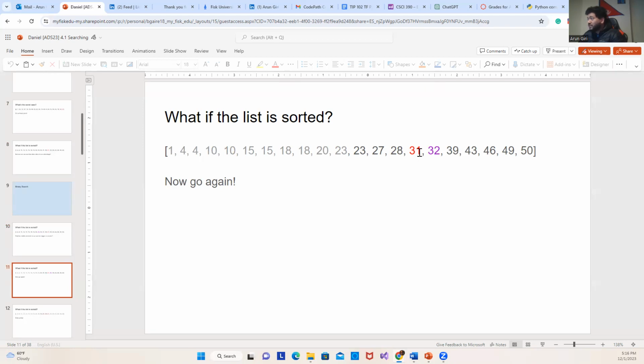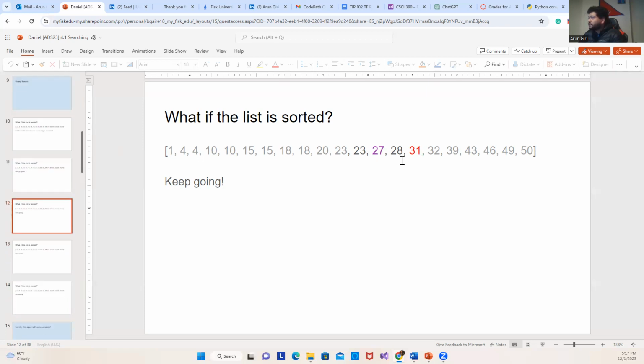Well, 32 is greater than 31, so I want to leave everything that is on the right side of 32 and do this process again, right? So again, what would be my next middle number? My next middle number would be 27. And again, compare 27 with 31. Well, 27 is smaller than 31.